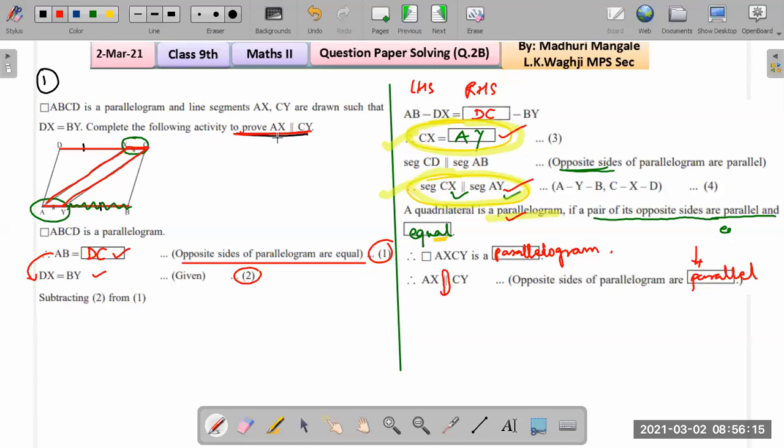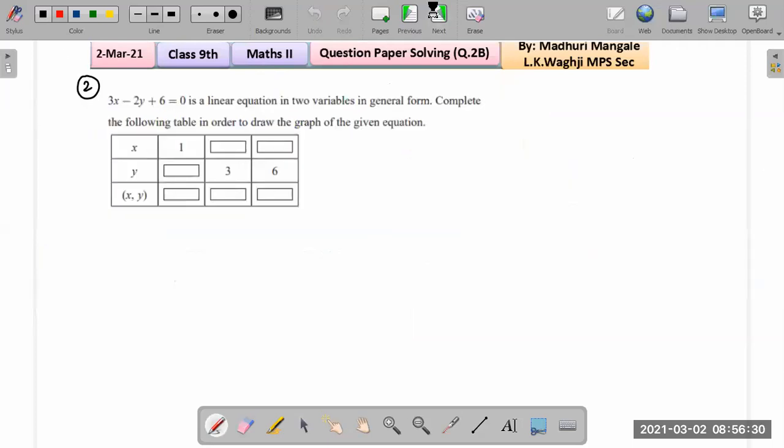So the property that we have used in this question is that if for any quadrilateral the opposite sides are parallel and equal, then that will be a parallelogram. Okay, this is the first question. Let us move to the second one.